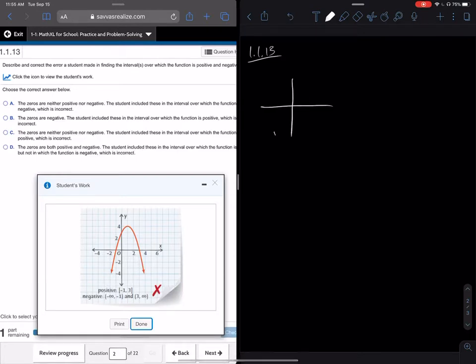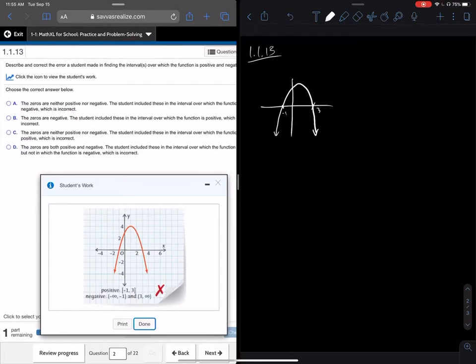Again, I'm going to make a quick sketch. Looks something like that. And then this point here is -1, and this is at 3. So they're stating positive and negative intervals, right? So we want to know what's positive, what's negative. So if we take a look here, positive is going to be anything above the x-axis. So this piece here, and then negative is going to be anything below. So this section down here and this section down here.